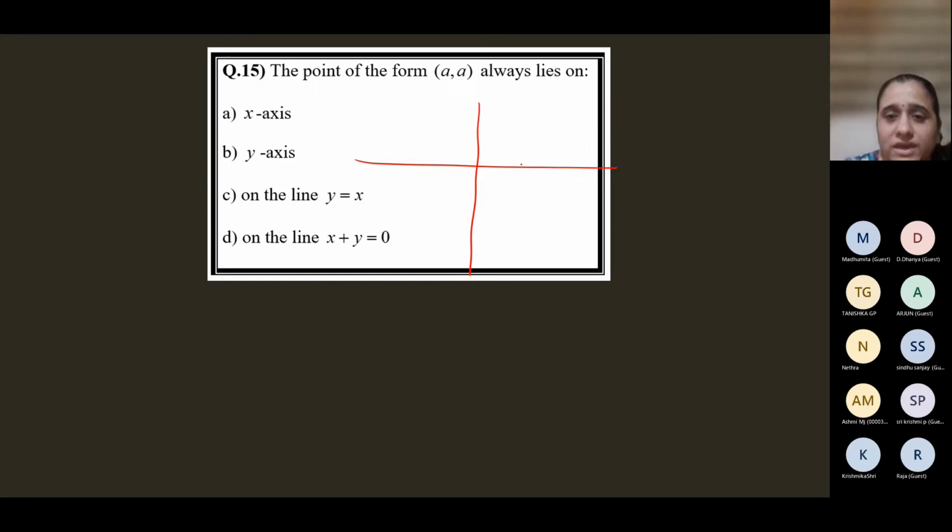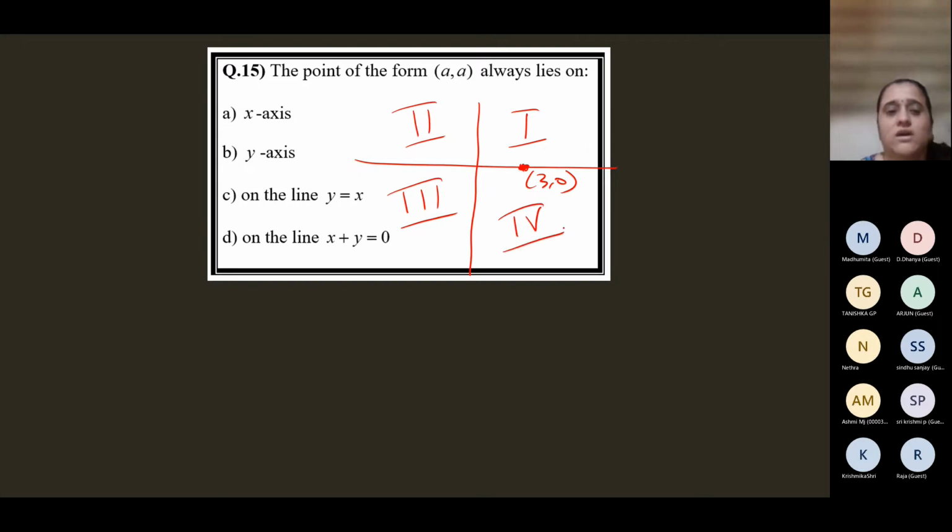So if there's a point on the x-axis, supposing this point (3, 0), in which quadrant does it lie? First or fourth quadrant? We all know that this is the first quadrant, this is the second quadrant, this is the third quadrant, and this is the fourth quadrant. Okay, now (3, 0).